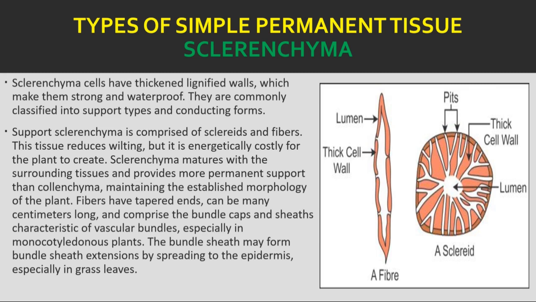And they are commonly classified into support types and conducting forms. The support types give support and strength to the tree, and the conducting forms help in conducting. The support sclerenchyma is comprised of sclerites and fibers. These tissues reduce wilting, but it is energetically costly for the plant to create.